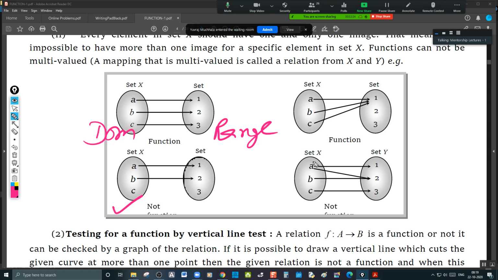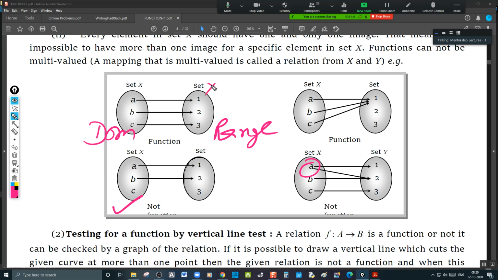And this is also not a function because there are two images for this element here. So if you understand which is not a function, then you'll better understand which is a function. No element of domain should be left without image, and no element of domain should have more than one image. Such are called relations but not functions. So f is said to be a function if every element of set x here has one and only one image in the set y.